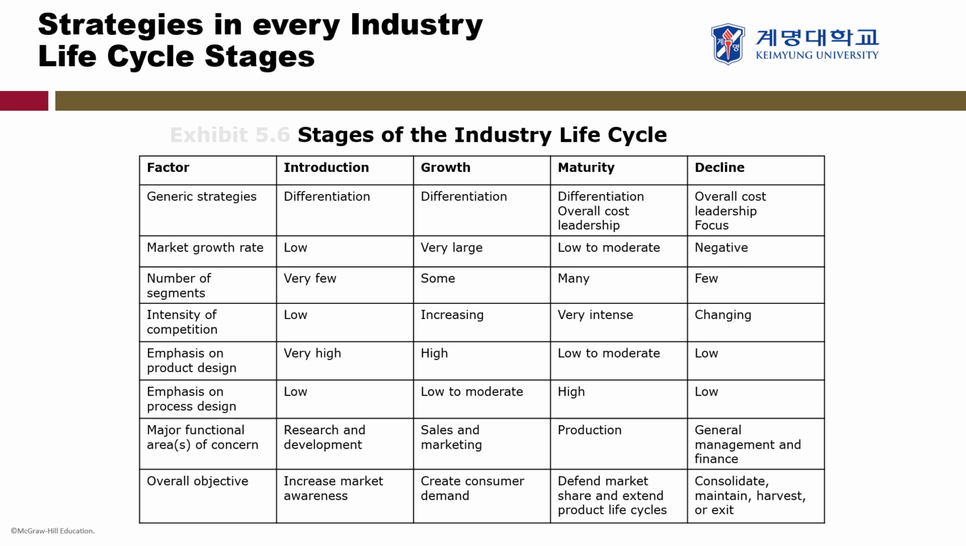For example, for generic strategy, if your firm is in the introduction stage, you might use differentiation. If you are already in the growth stage, you may sustain the differentiation strategy. But for the maturity stage, you can now use differentiation or overall cost leadership, and for the decline, you can now use overall cost leadership or focus. And we're going to discuss them one by one.